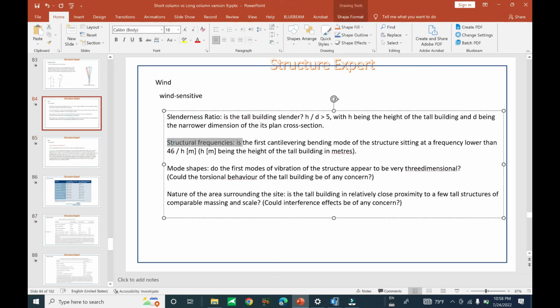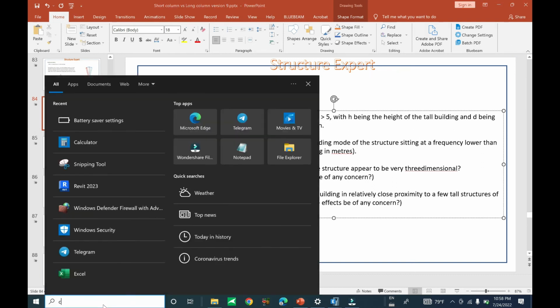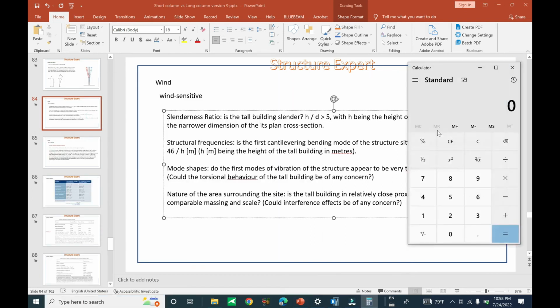Structural frequency in the first cantilever bending mode. In the first mode, the structure should have a frequency not lower than 46 over H, where H is the total height of the building. You can check here. The result is very low. Let me check 46 with the calculator.